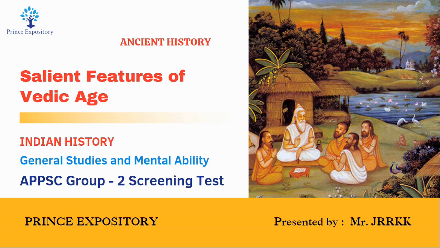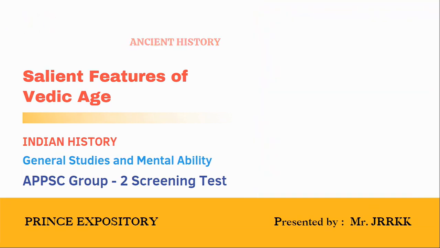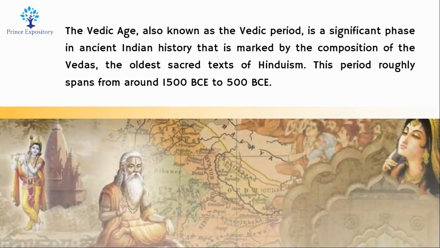Salient features of Vedic age. The Vedic age, also known as the Vedic period, is a significant phase in ancient Indian history that is marked by the composition of the Vedas, the oldest sacred texts of Hinduism. This period roughly spans from around 1500 BCE to 500 BCE.